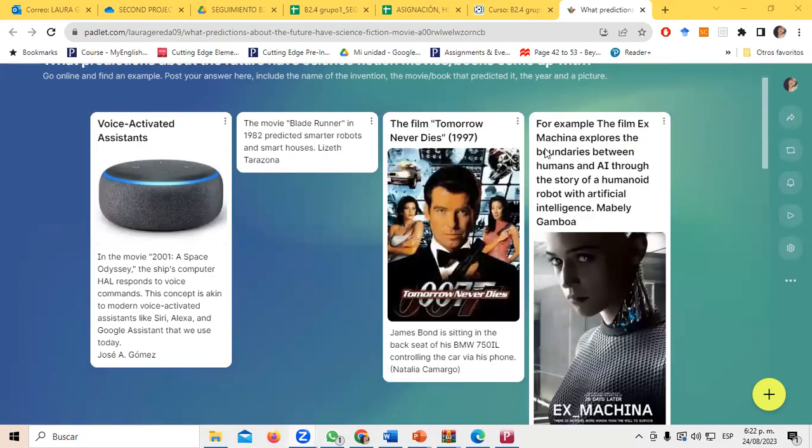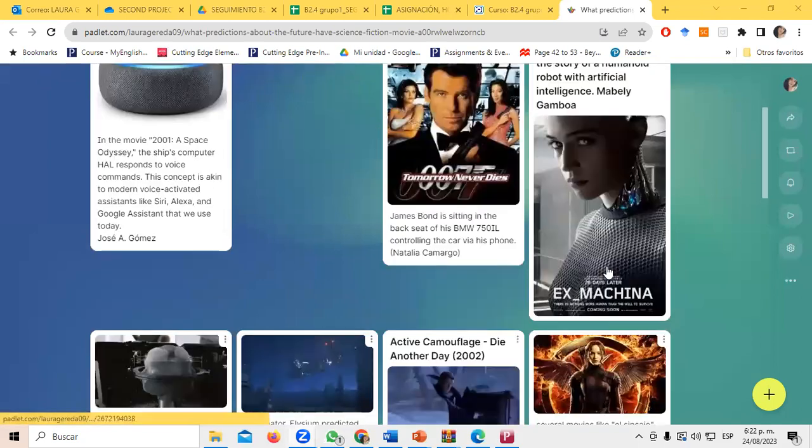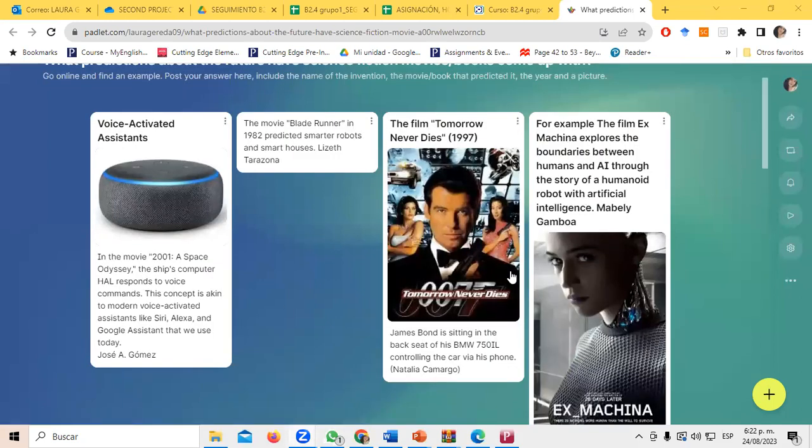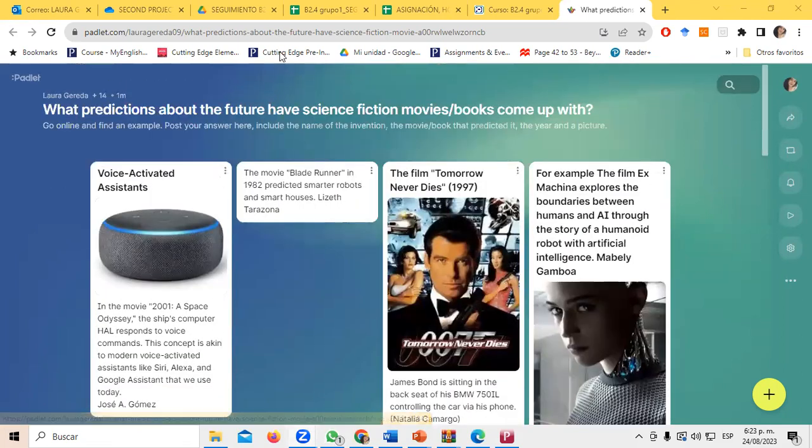Mabeli says Ex Machina explores the boundaries between humans and artificial intelligence through the story of a humanoid robot. Oh, okay, yes. Thank you. We have Natalia talks about James Bond, Tomorrow Never Dies in 1997. He's sitting in the backseat of his car, controlling the car via his phone. Oh, so intelligent, smart cars that don't need a driver. Okay, interesting. Blade Runner in 1982 predicted smarter robots and smart houses.